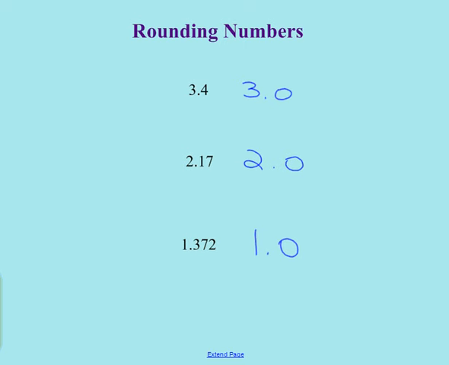Now let's go back, and let's round 2.17 and 1.372 to the nearest tenth. So 2.17 rounded to the nearest tenth would round up to 2.2. 1.372 rounded to the nearest tenth would round up to 1.4.